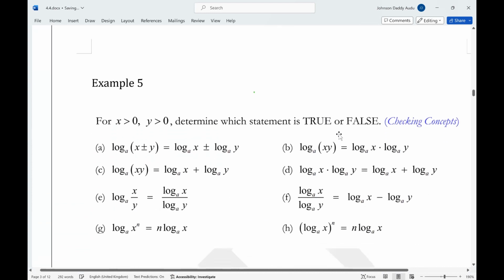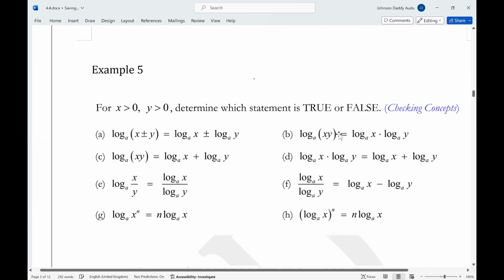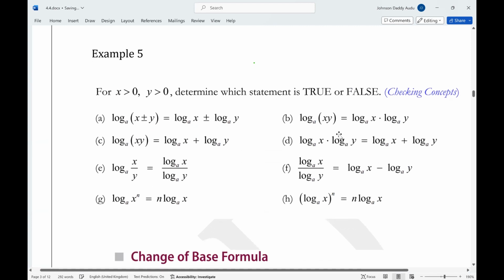And so let's look briefly at this laws, example 5. So clearly here you can see this is just the summary of this laws of logarithm. So here we have to determine which of the statements are true or false. If you look at the A is saying that if you have log to base A of x plus minus y, this is equals to log to base A of x plus minus this. So we know that what? This is addition or minus. So this definitely is not true. So this is a false statement.